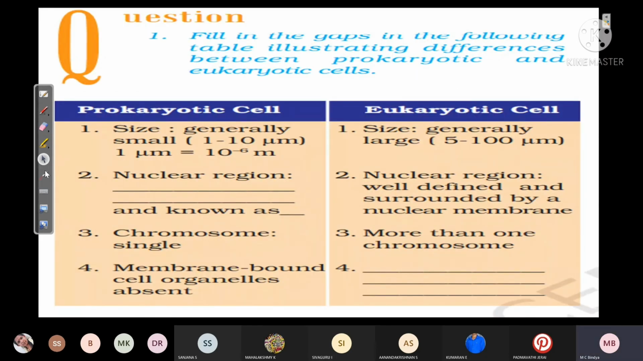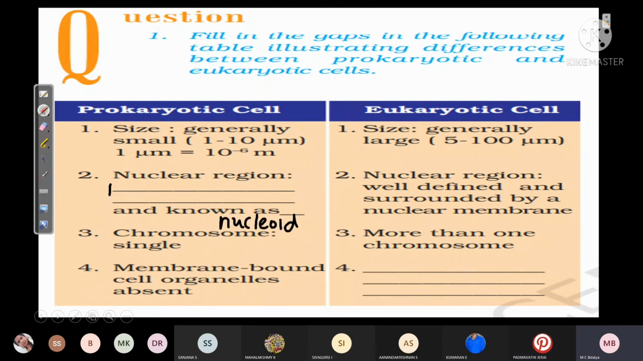Now, this is the difference between prokaryotic cell and eukaryotic cell in the textbook. This is from the textbook. The size of a prokaryotic cell is very small, say 1 to 10 micrometer. 1 micrometer means 10 raised to power minus 6 meters. That much small it is. The nuclear region is known as what? The nuclear region is known as nucleoid.